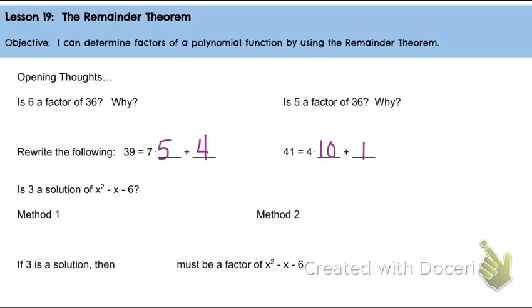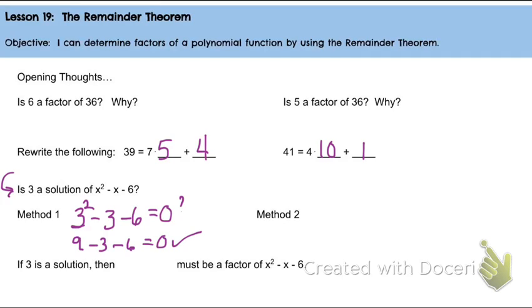So the second part on here is, is 3 a solution of x squared minus x minus 6? Well, a solution means that when x equals 3, that polynomial will equal 0. So let's plug it in. Our first method, we're just going to plug in 3 wherever we see x and see if it equals 0. So we have 9 minus 3 is 6, minus 6 equals 0. Yep, so that one worked.